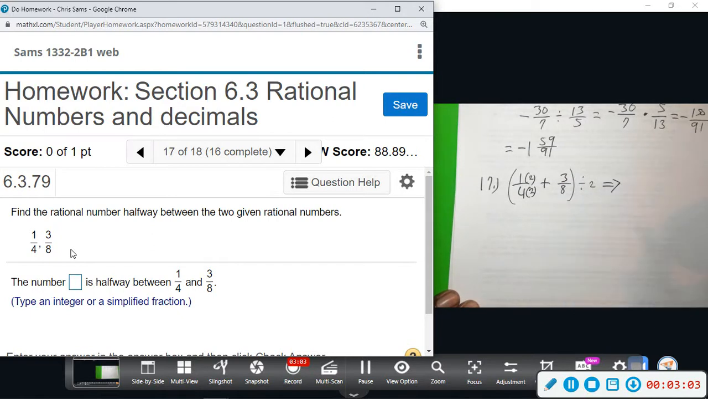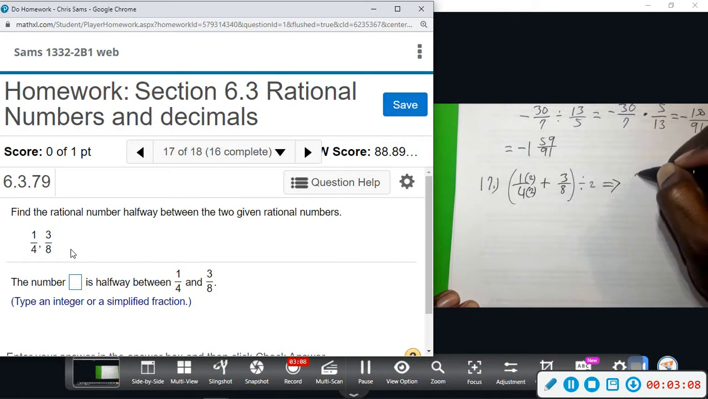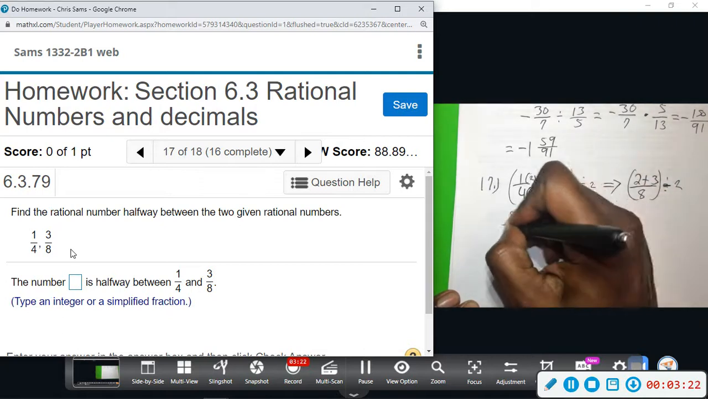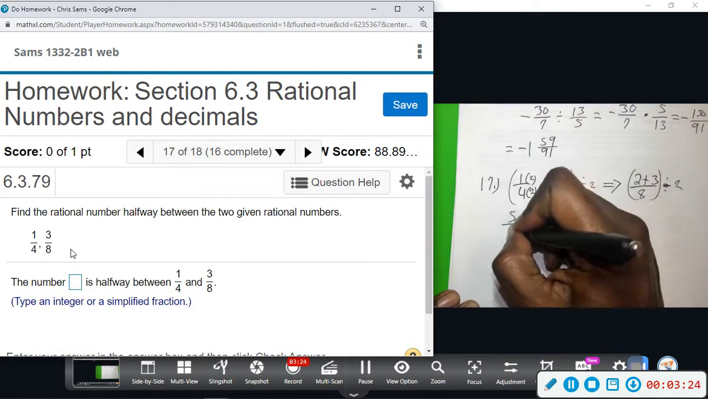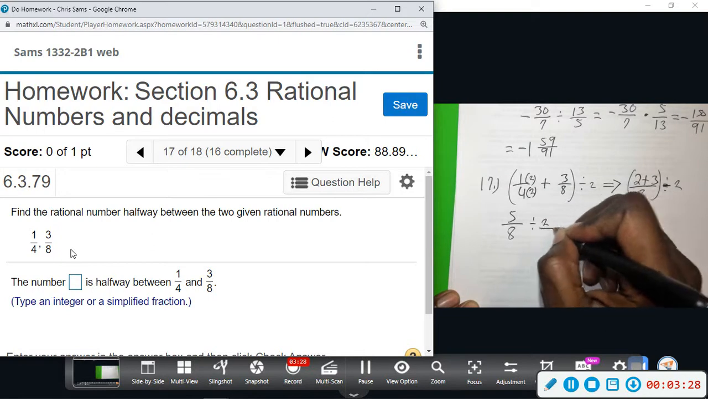So arrow over, we will get 2 plus 3 over 8. Denominator will be 8. Divided by 2. So that's going to give us 5/8 divided by 2. So we have 5/8 divided by 2. So again, think of this as 2/1.